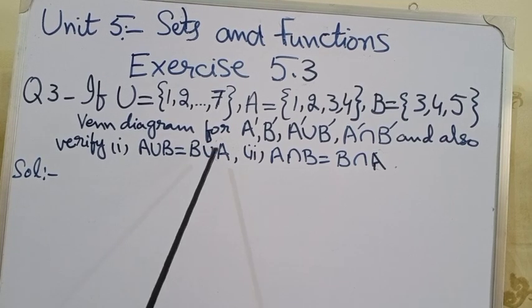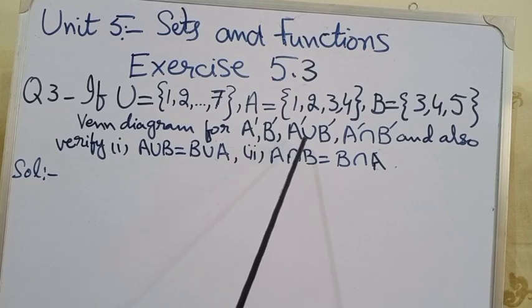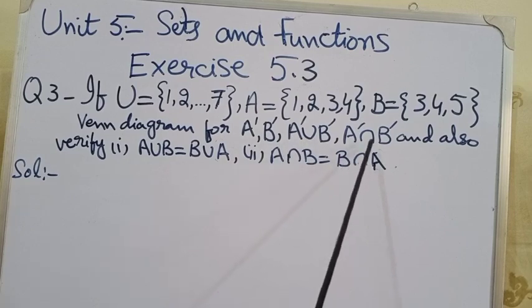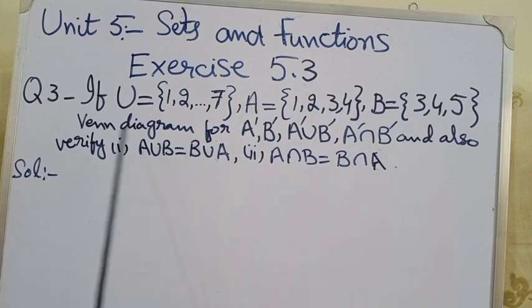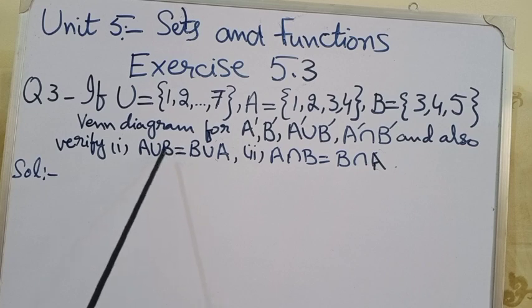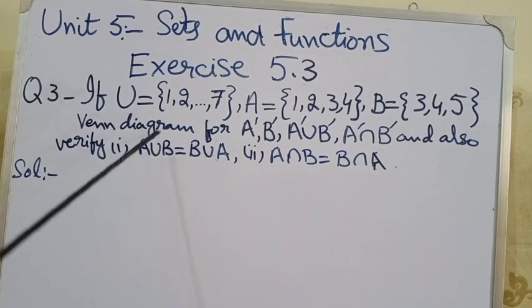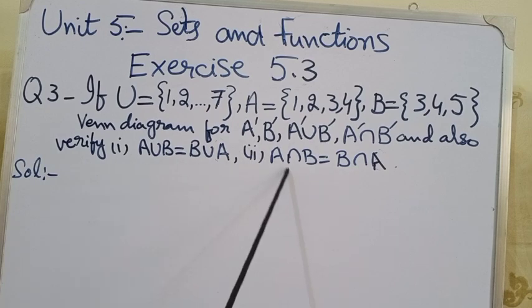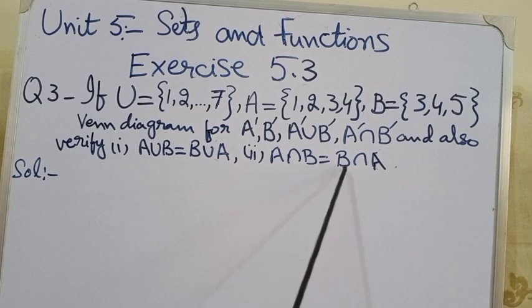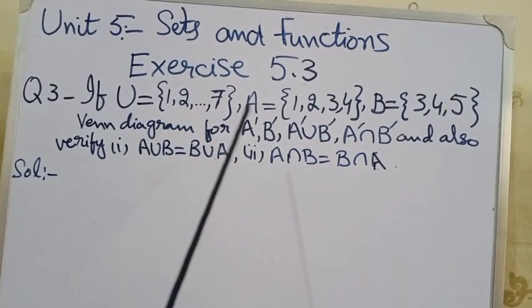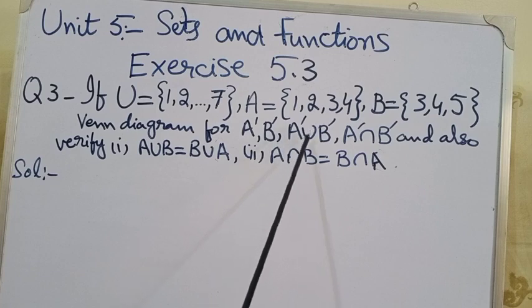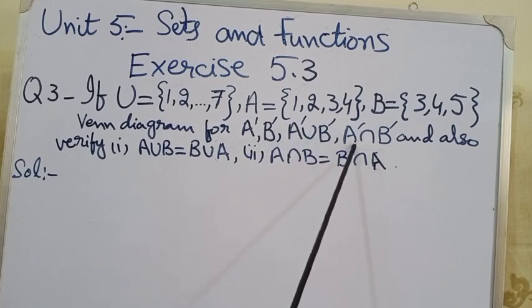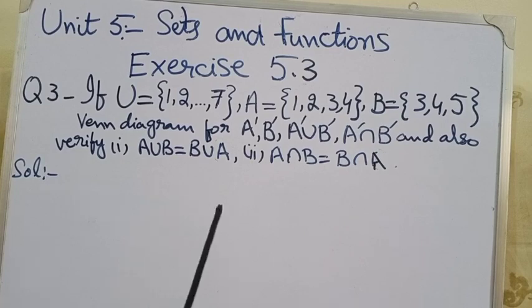Then draw Venn diagrams for A complement, B complement, A complement union B complement, A complement intersection B complement, and also verify first the commutative property for union, A union B is equal to B union A, and the commutative property for intersection, A intersection B is equal to B intersection A. We have to solve first A complement, B complement, A complement union B complement, and A complement intersection B complement.